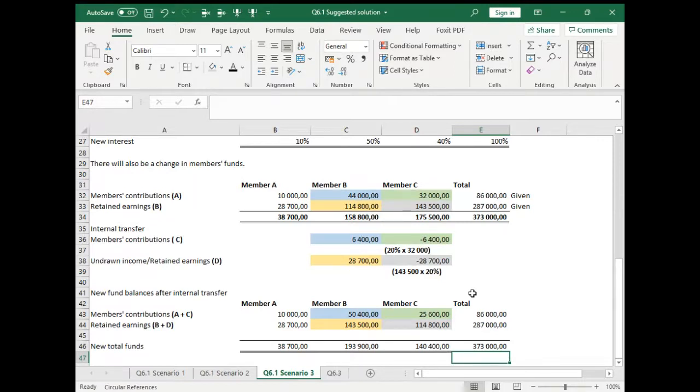Okay, any questions on scenario 3 where there's an internal transfer? Do you guys have any questions on the internal transfers? Okay, so let me just share my slides again.